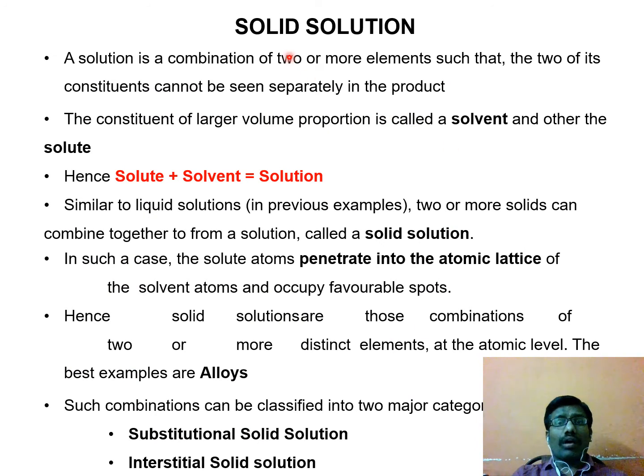So now we will see the solid solution. What is meant by solid solution? A solid solution is a combination of two or more metals combined, and we can make the solid solution. In this solution, the element present in larger volume we call the solvent, and the other element we call the solute. So the solvent and solute together we call a solution.